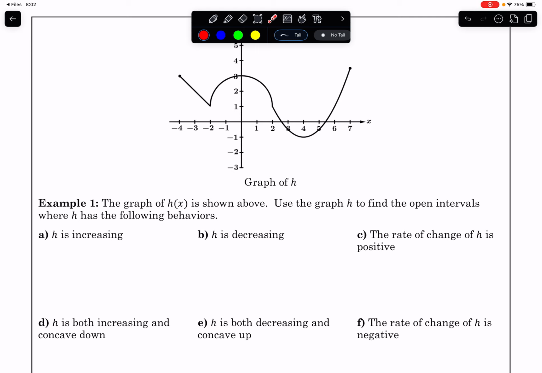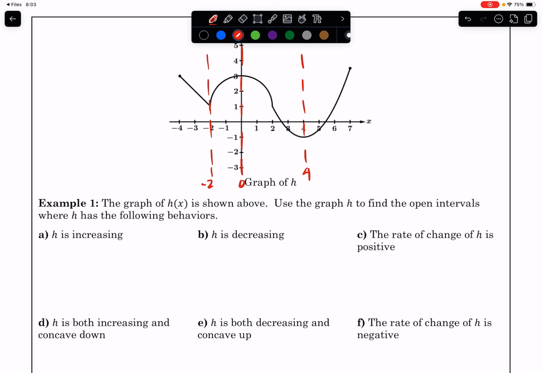So if we look right here, I'm going to do this by drawing vertical lines. I see that the graph changes direction here at this point, here at 7. I see it changes direction right here. I'm sorry, that's -2. I see it changes direction right here at 0. And I also see that it changes direction right here at 4.